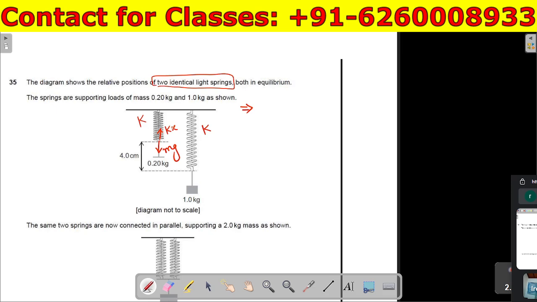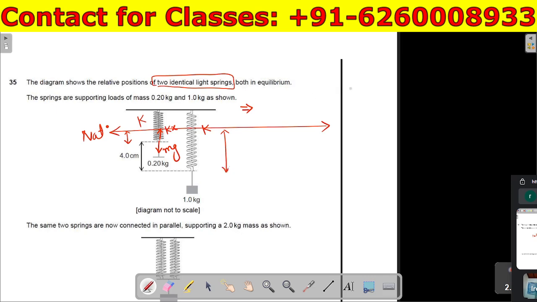There will be some natural length for both springs, and that will be equal, so we can assume this is the natural length condition. For this, this much will be the elongation in the first case. You have suspended a load of 0.2 kg, so there must be some deformation in the first spring. I'm indicating this as a very little one, and in the next one, this much is the total elongation from the natural length.